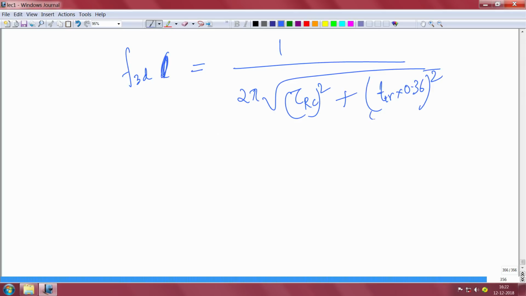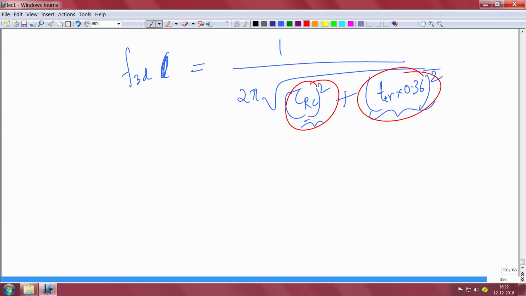So if this component is larger, then one component dominates. If this is larger, then your RC delay dominates, right? The best delay will happen when this quantity is equal to this quantity, then your frequency will be the fastest. Okay, so those things you can understand there.